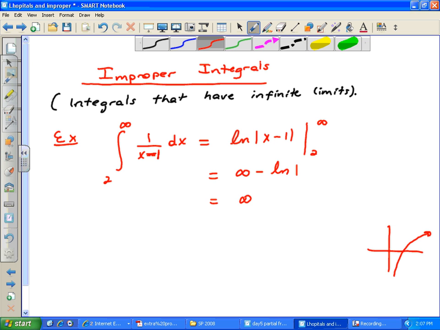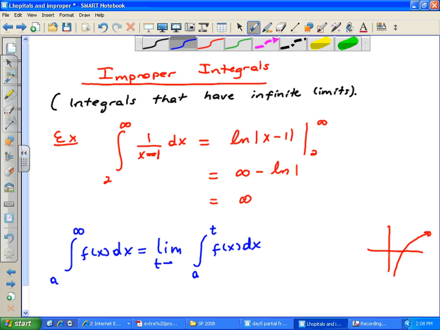Now, what I did here is actually I took a little shortcut. I also like to show you how the book does these questions, and then you decide what you're comfortable with as you're solving these examples. Okay? Here's how the book defines an infinite limit. They say, okay, if you have the integral from a to infinity of f of x dx, this is going to be the same thing as the limit of the integral from a to t of f of x dx, but as t goes towards infinity.